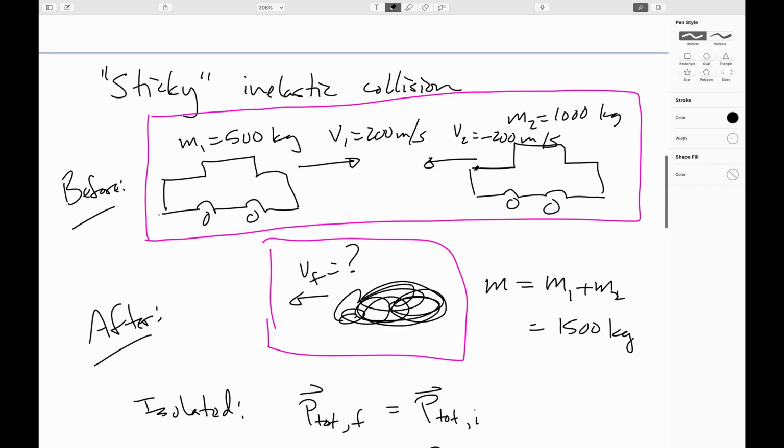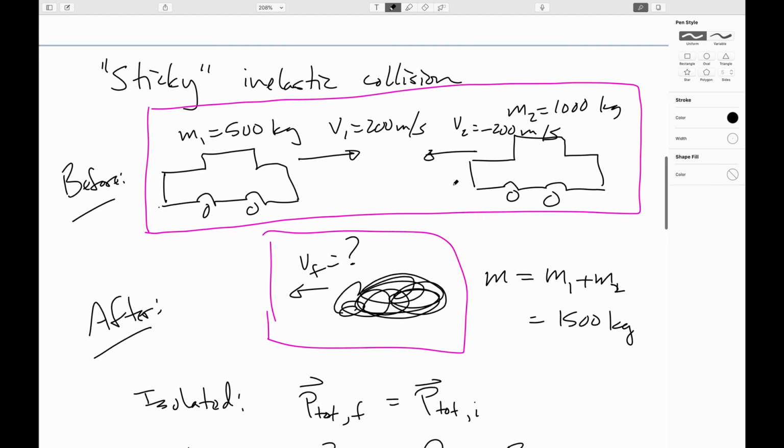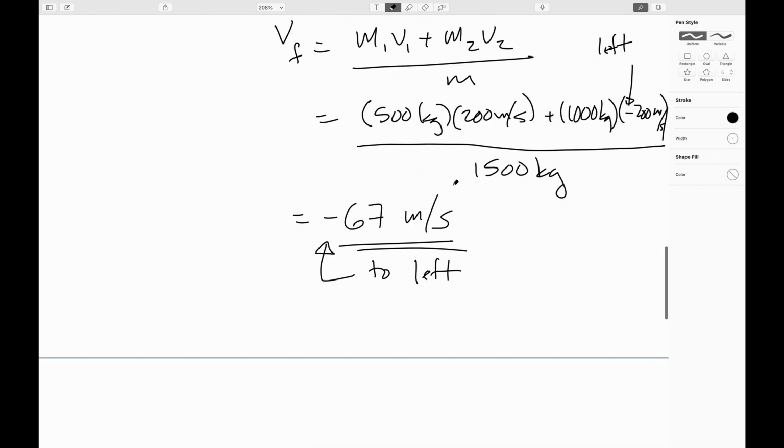And we should also intuit that the slowest you could end up with is 0. And there's no way that you could end up going faster than either of the cars afterwards. So as long as the magnitude is between 0 and 200, that seems reasonable there. 67 is between 0 and 200. So that looks plausible.